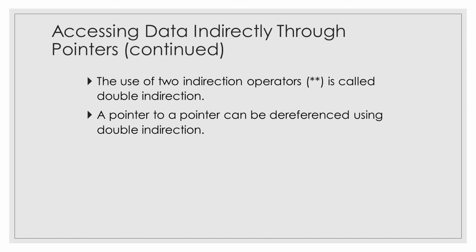Well, just like we can have a variable that points to another variable, we could have a variable that points to a pointer variable that points to something else. This is called double indirection. And to do this, we have two indirection operators. It can be a little bit tricky, but I think an example will help us straighten this out.